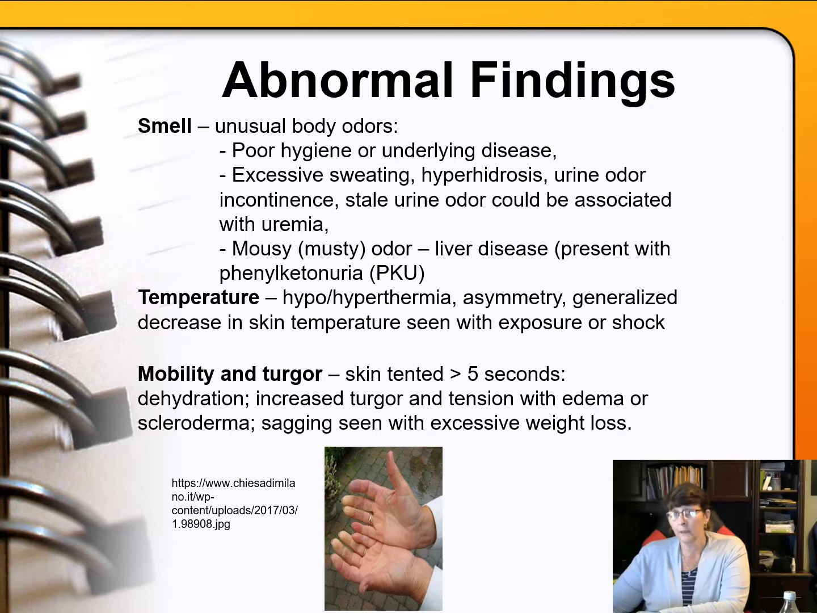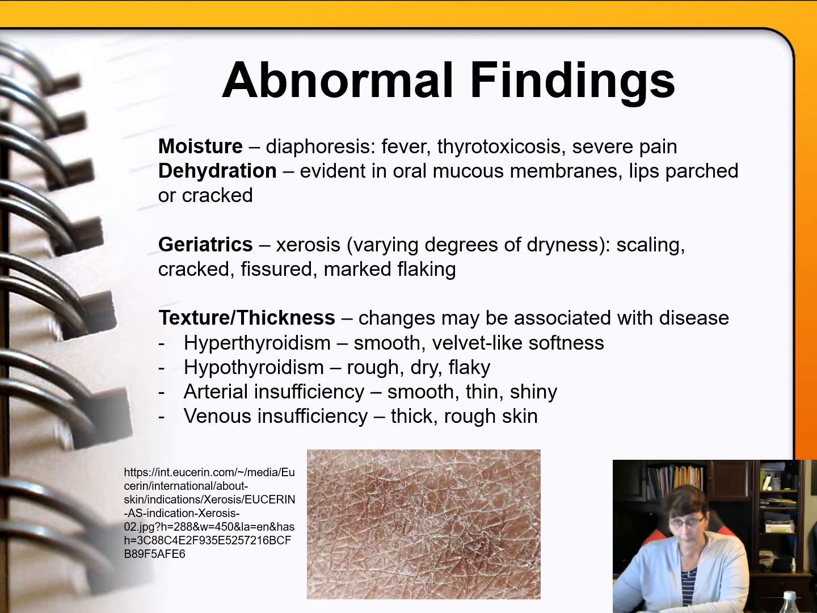Mobility and turgor, the skin is tented for more than 5 seconds. That relates with dehydration. There's increased turgor and tension with edema or scleroderma, and sagging is seen with excessive weight loss. The photo below is an example of scleroderma. On some fingers you'll see dark red, there's purple on others, and there's that blanching white color on others. And that's a very sad disease. It's going to be very painful.